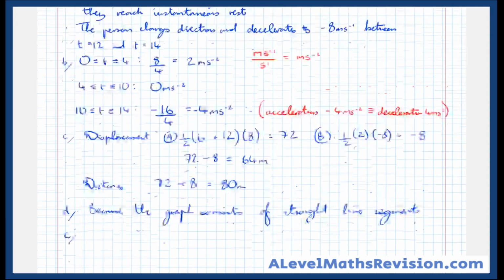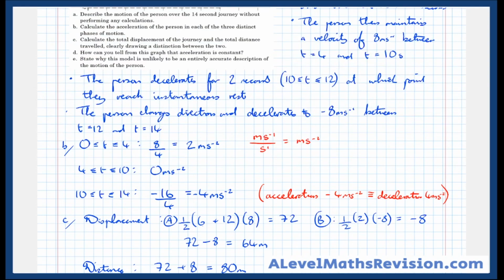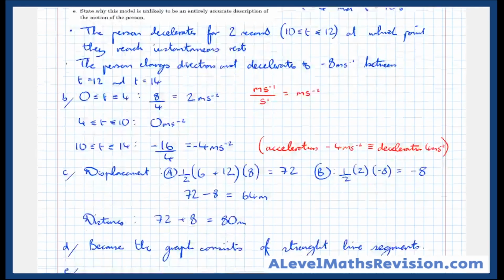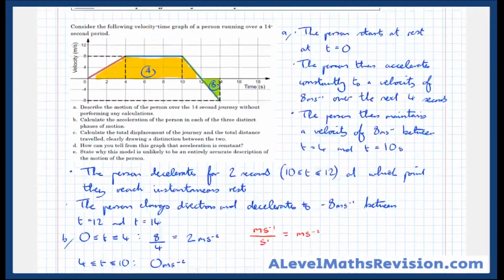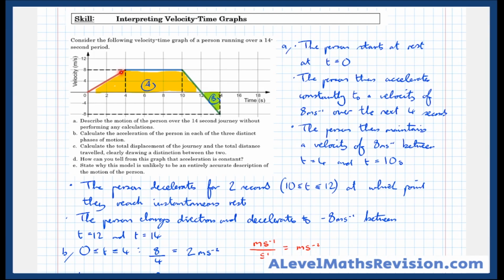And part E, state why the model is unlikely to be an entirely accurate description of the motion of the person. Well, the reason for that is that instantaneous changes in gradient, these sharp changes in acceleration, are very unlikely. If you're running and getting faster and faster and faster, it's almost impossible for you to stop at a particular velocity without juddering, especially here where the change in direction happens. So we'd expect them here to at least judder, because we're going from positive velocity to negative. We'll change direction, yet it's done it so smoothly we would never be able to tell.